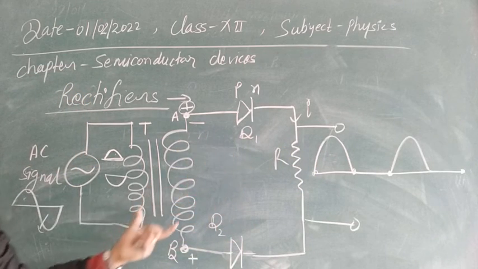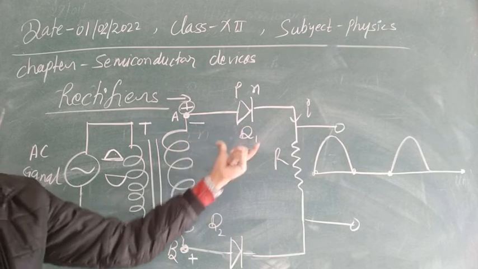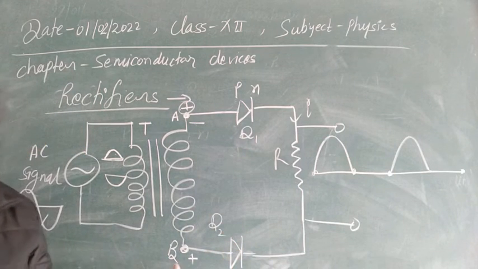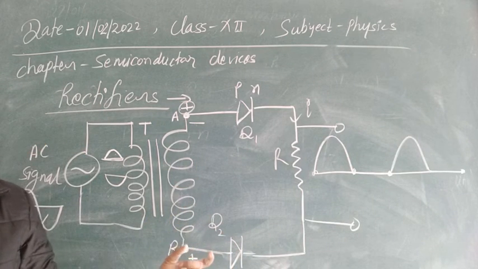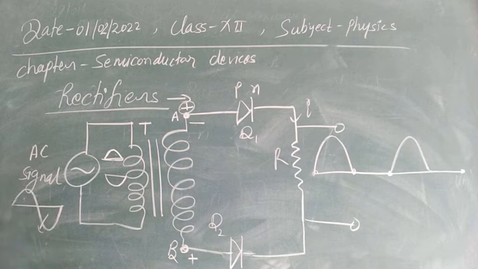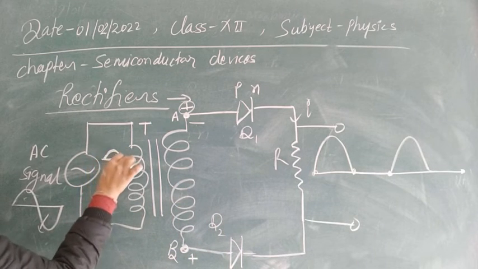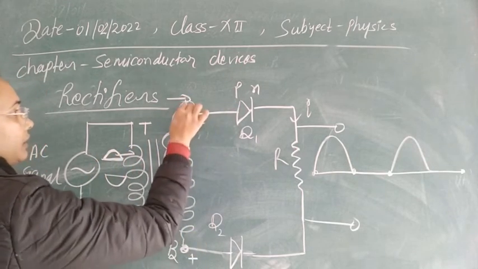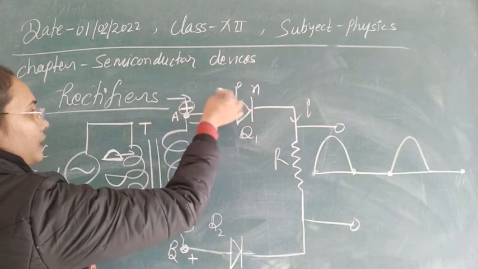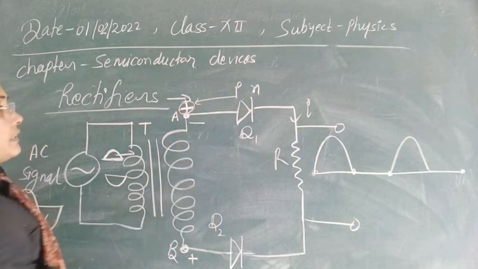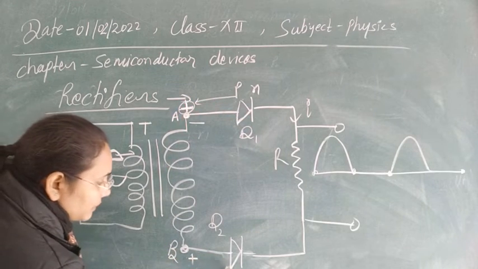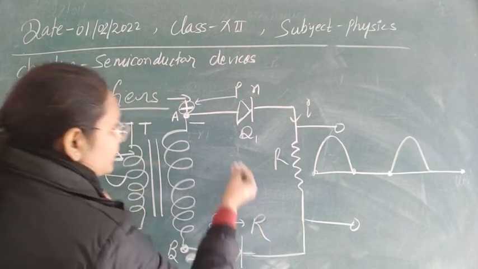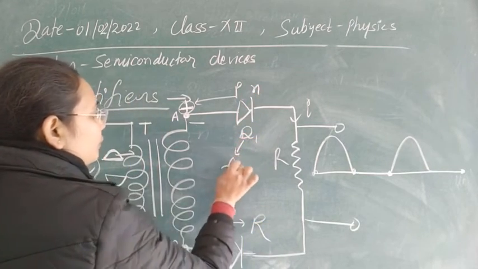Again, let's assume the diodes have the same properties: they conduct when in forward bias, and they provide zero current when in reverse bias. For the first half cycle, this terminal will be positive and this will be the negative terminal. For diode D1, its P terminal is connected to the positive, while for D2, its P terminal is connected to the negative. It means diode D2 will be in reverse bias, but diode D1 will be in forward bias.